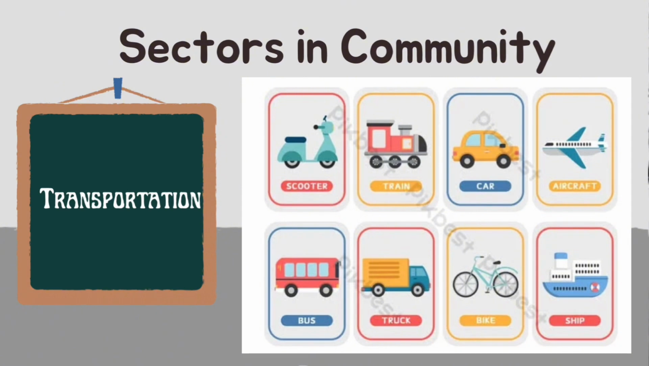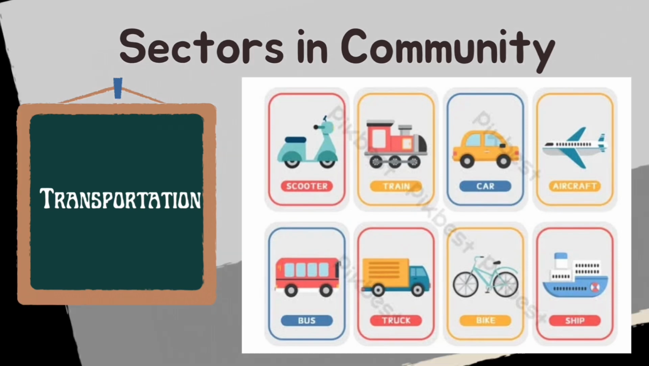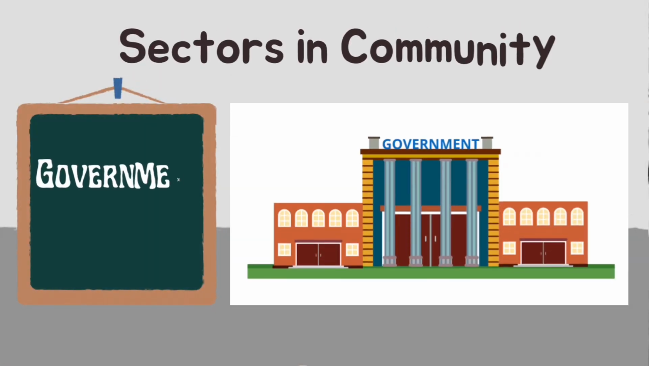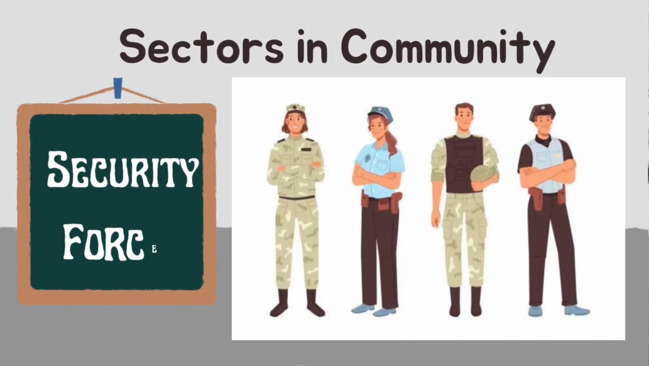Next is transportation. Land, airline, and maritime companies should ensure accessibility. Now we have government offices. Agencies that don't focus on health or social welfare should still consider PWD-friendly policies. Security forces, particularly police and security guards, should be trained to handle situations involving PWDs.